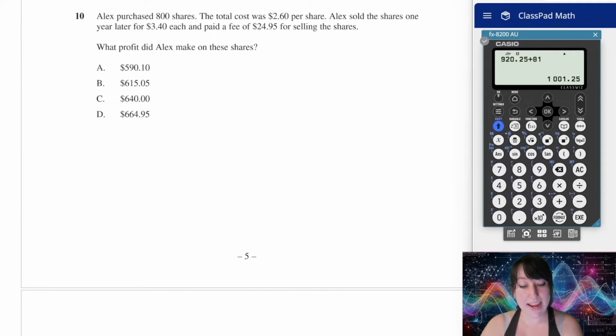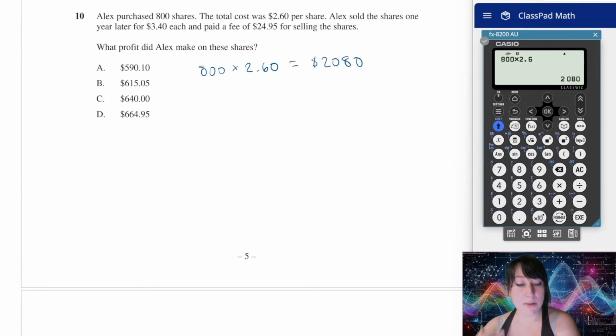So Alex purchased 800 at $2.60 each. We'll work that out. So that's $2,080. And that is how much Alex spent. Now, how much did Alex make from the sale? Well, they sold 800 at $3.40 each, but they paid a $24.95 fee for selling them. So we'll subtract that from the income.